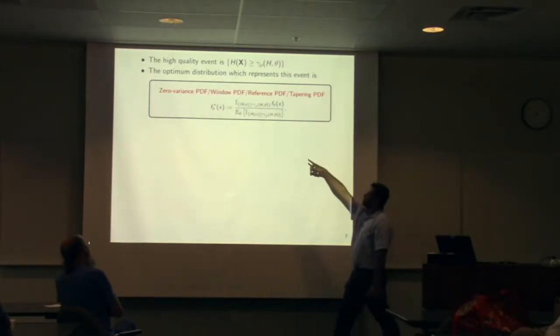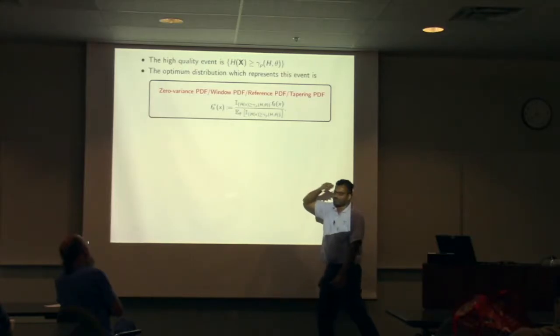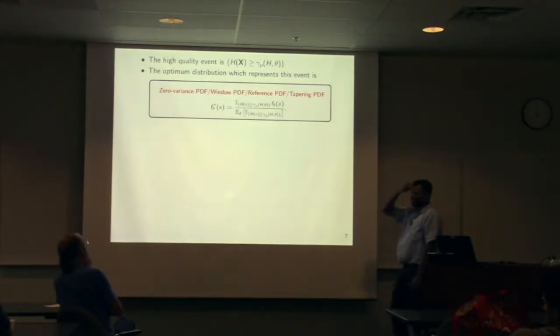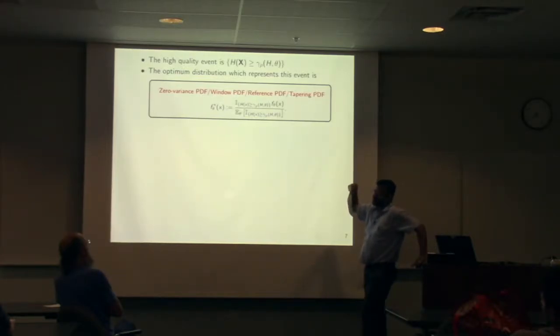It is a PDF because the integral is 1. It's always positive. So you define the high quality event, then I truncate the existing distribution to fit into that event. But just because you define something doesn't mean you have it. No, I'm just going analytically.